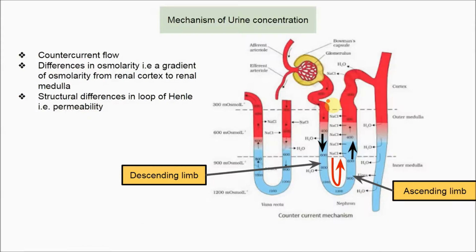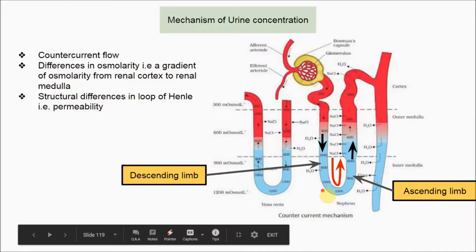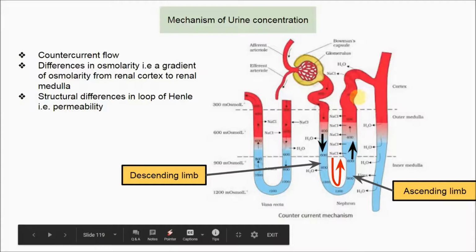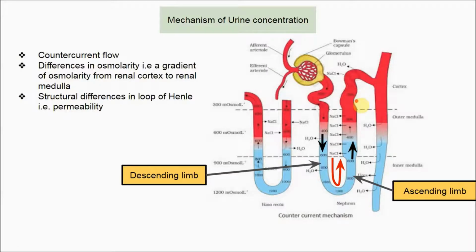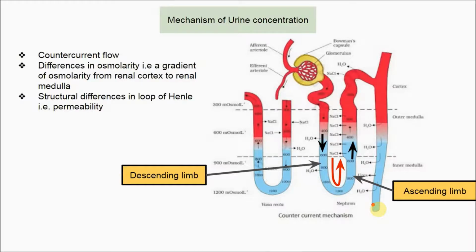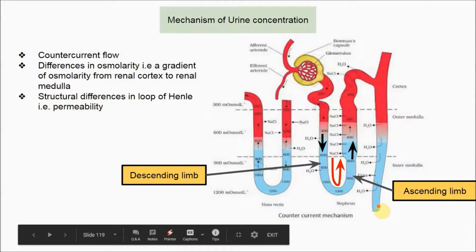Just to summarize, initially the fluid present in the renal tubule is isotonic, but by the moment it reaches the U-turn of the Henle's loop, it becomes hypertonic. The same fluid, as it travels through the ascending limb and reaches the DCT, the distal convoluted tubule, has become hypotonic. Then through the DCT and as it passes through the collecting duct, it becomes hypertonic again, and finally concentrated urine is excreted.